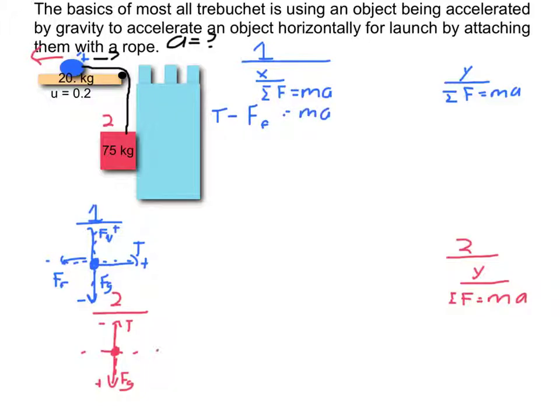And in the y-axis, I have normal force minus the force of gravity equals ma, just reading off the free body diagram. In object number 2, I have, now be careful here, down is positive because the system positive, system negative. I have Fg minus T equals ma.